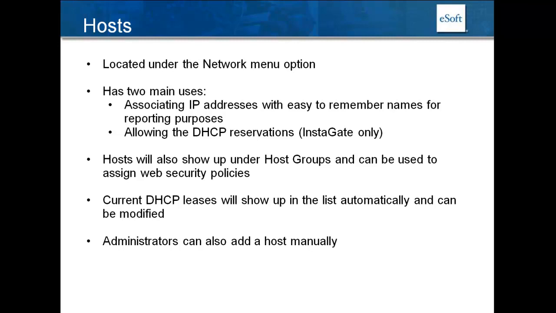Additionally, hosts will show up under host groups, which I'm going to show you in just a second. Host groups are used for the IP-based URL filtering. If the InstaGate is acting as your DHCP server, any DHCP leases will show up in the hosts automatically, and then you can choose to modify them, assign them static IP addresses, things like that.